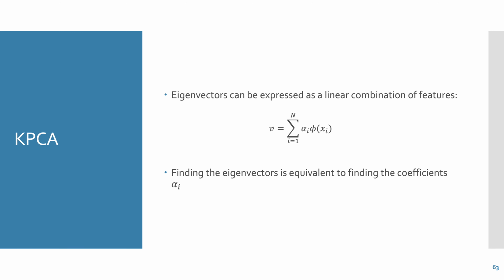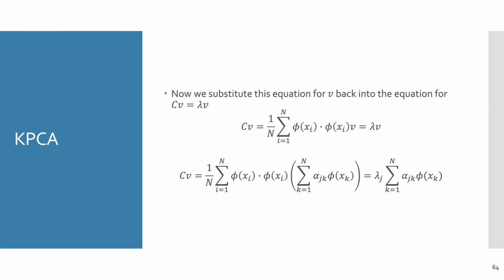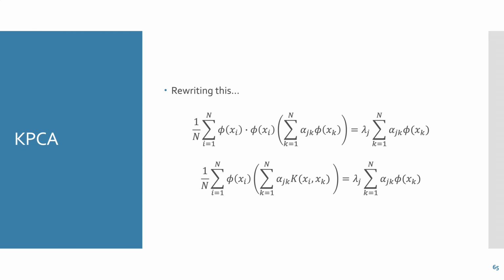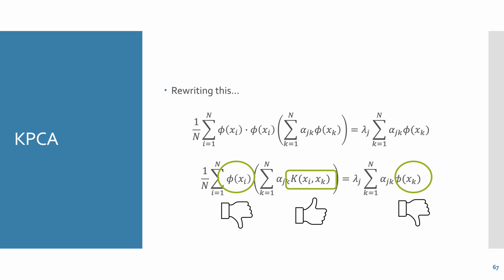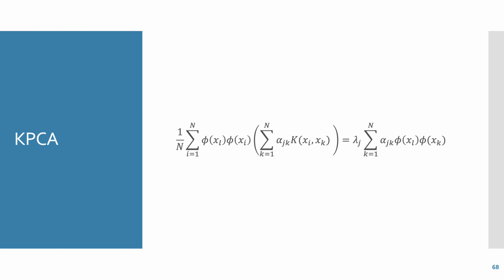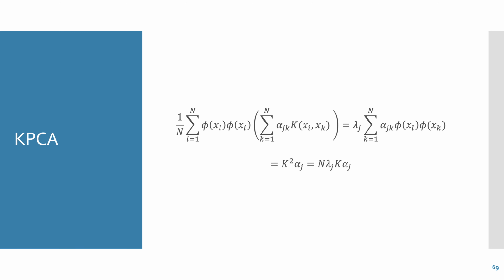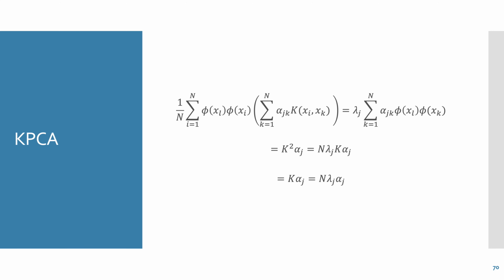Now we substitute this equation for V back into the eigenvector equation. We get the following. If we rearrange the terms a little bit, we get this. And look, here's a kernel. We're happy about this. But we still have samples floating around. We don't like this. We need to figure out a way to add some more phis in here so we never have to explicitly compute phi, and we can replace everything with kernels. We can do this by multiplying both sides by phi of x sub l, which is just another sample. Doing this gives us a squared kernel on the left and one kernel on the right. Dividing both sides by K, we get the following much simplified equation.